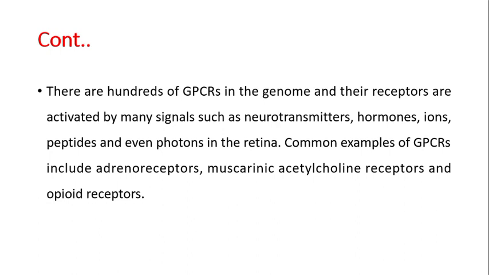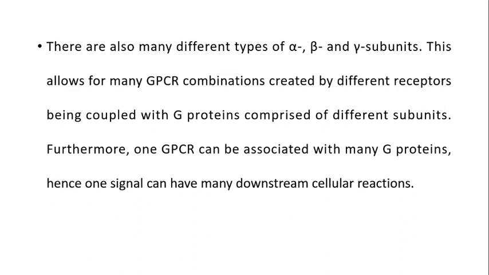There are hundreds of GPCRs in the genome, and these receptors are activated by many signals, such as, as I already said, neurotransmitters, hormones, ions, peptides and even photons in the retina. Common examples of GPCRs include adrenoreceptors, muscarinic acetylcholine receptors and opioid receptors. There are also many different types of alpha, beta and gamma subunits. This allows for many GPCR combinations, created by different receptors being coupled with G proteins comprised of different subunits.